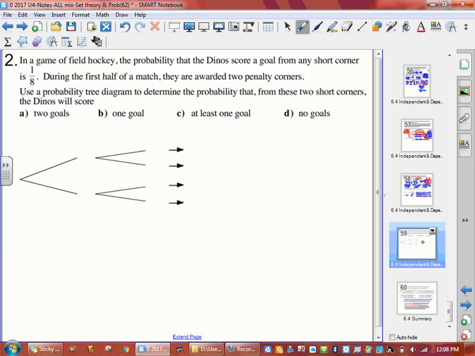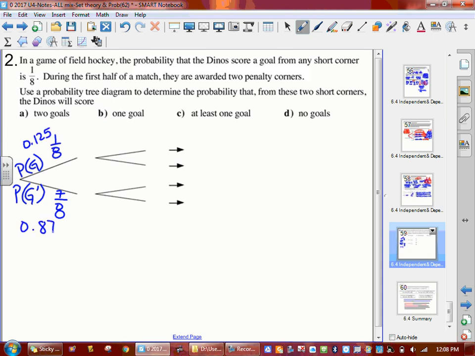The last question here, field hockey game. This one you had to set up completely by yourself. As I was going around, most of you did quite well at this. So let's take a look. We want probability of 1 goal or no goals. Well, first of all, we want probability of a goal, and that is 1/8. Well, probability of no goal would be 7 out of 8. So this is 0.125. This is 0.875.